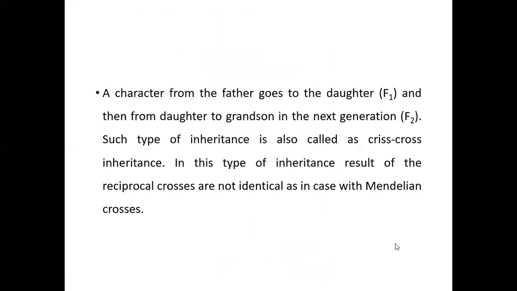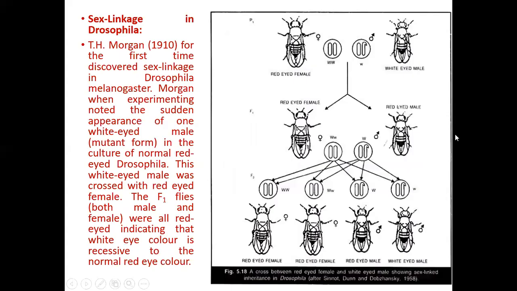So this is the character that goes from the father to the daughter in F1, and then from the daughter to the grandson in the next generation, that is F2. Such a type of inheritance is also called crisscross inheritance. In this type of inheritance, the reciprocal crosses are actually not identical, as in the Mendelian case I just mentioned.